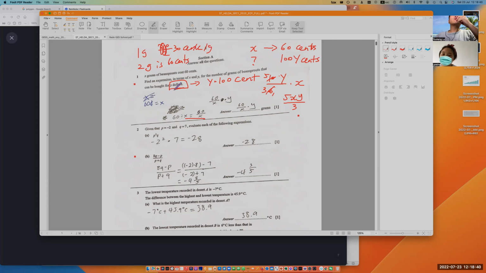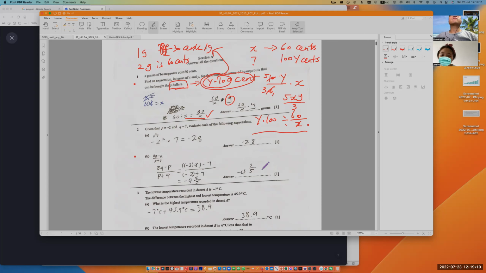So if it's 30 cent per gram, now you have Y dollar. You basically just take this divided by that, and that will be the grams you get. Similarly, this one is correct, but for this Y, first you get it into cent. So you need to take Y times 100 divide by 60 over X. Not times, divide.